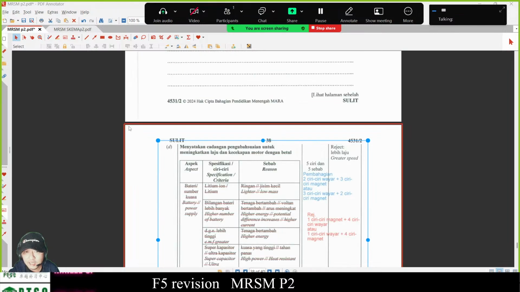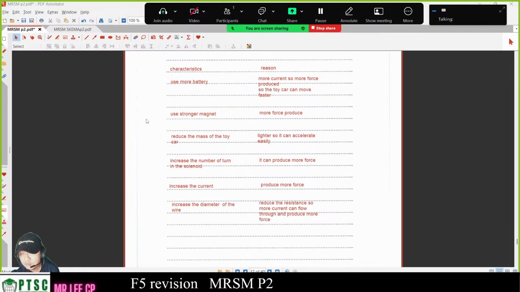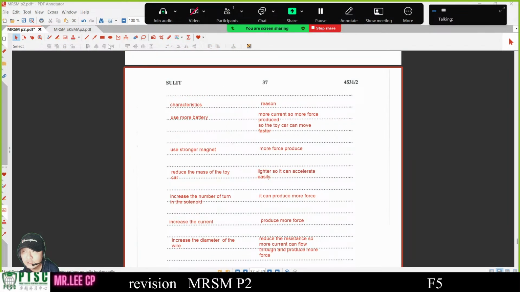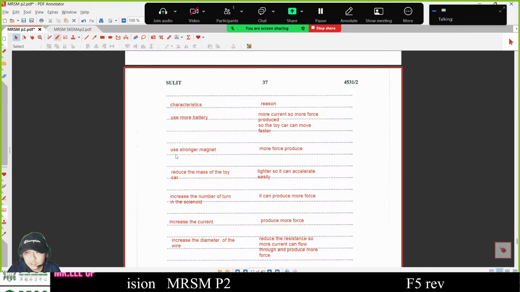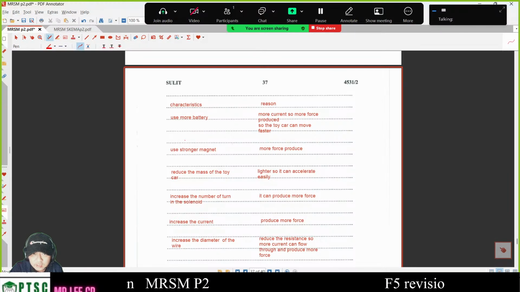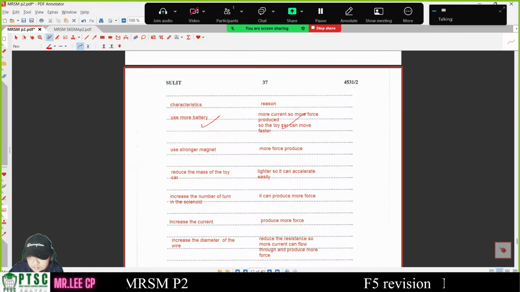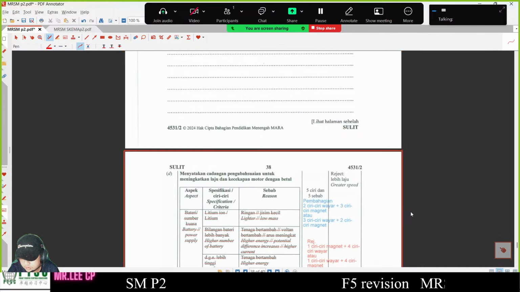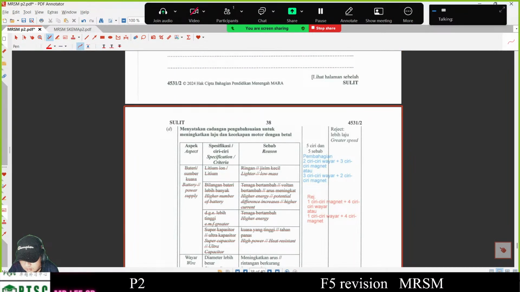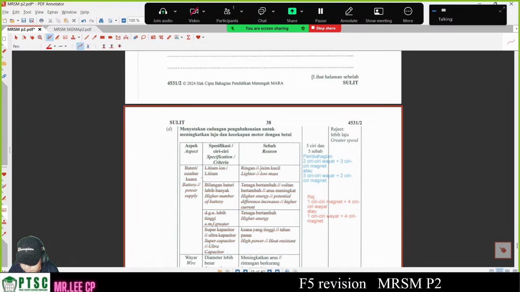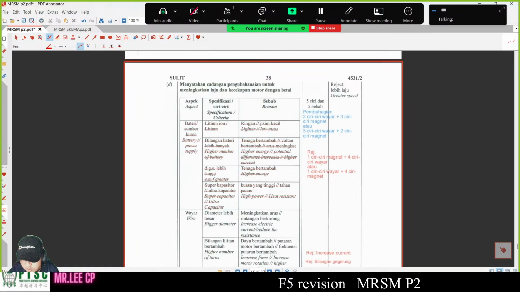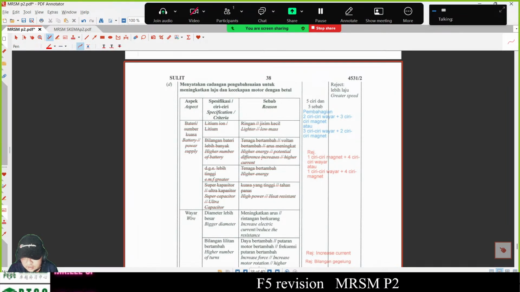Okay, more number of battery. Use more battery. Okay, produce more current. Yeah, will be okay. No problem. Let me see. They said produce more current. So if you use lithium, mass is low. So different potential higher, current higher.